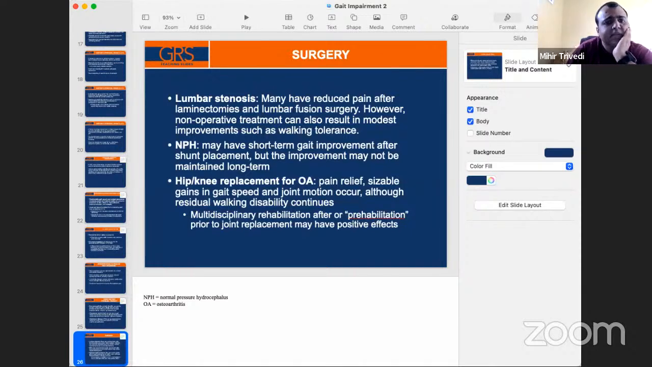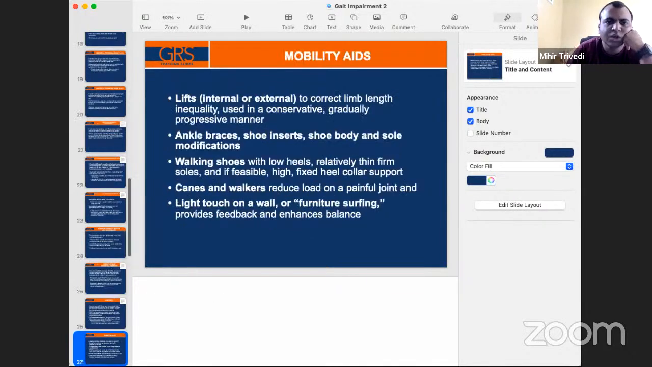With hip or knee replacement for OA, pain relief and sizable gains in gait speed and joint motion occur, although residual walking disability may continue. Multidisciplinary rehabilitation after, or prehabilitation prior to, joint replacement may have positive effects.